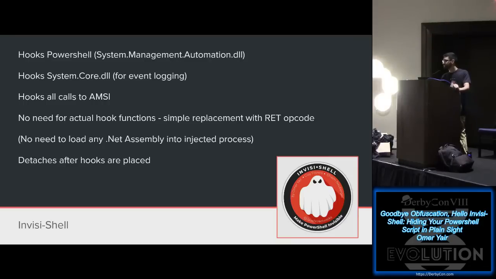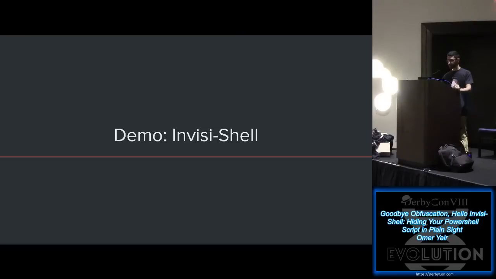But then again, there is no need to actually place a hook function, because we don't want the functions that log the messages to do anything. We just add a ret opcode instead of adding a jump, as I've shown you before. So we don't even need to load any other DLL except for the CLR profiler to find those functions and hook them. You can run Invisi-Shell either with admin privileges or without. And it detaches after it hooks all the functions. So again, forensics tools will not see the Invisi-Shell on the target process. So we want to see how it works.